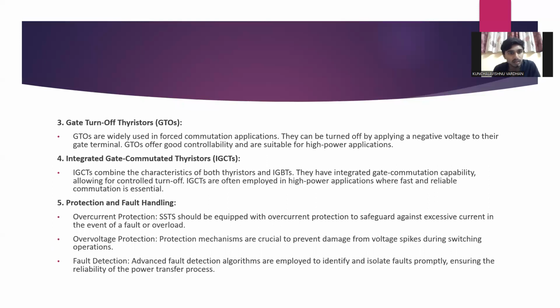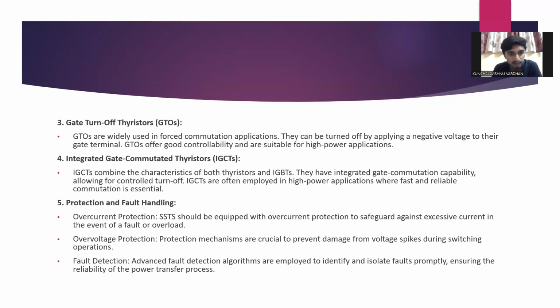Gate turn-off thyristor. Gate turn-off thyristors are widely used in forced commutation applications. They can be turned off by applying a negative voltage to their gate terminals. GTOs offer good controllability and are suitable for high power applications. Integrated gate commutated thyristor. IGCTs combine the characteristics of both thyristors and IGBTs. They have integrated gate commutation capability, allowing for controlled turn-offs. IGCTs are often employed in high-power applications where fast and reliable commutation is essential.